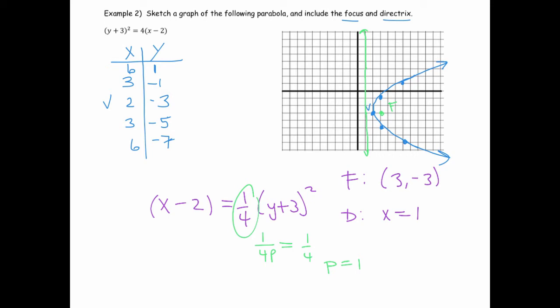I use different colors for the focus and directrix because obviously they're not actually points on the parabola, but they are related to the basic definition of the parabola. So there's a graph and the focus and directrix.